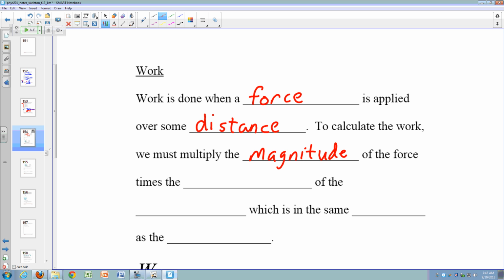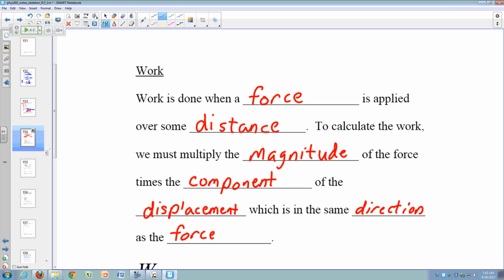The magnitude of force times the component of the displacement, which is in the same direction as the force.